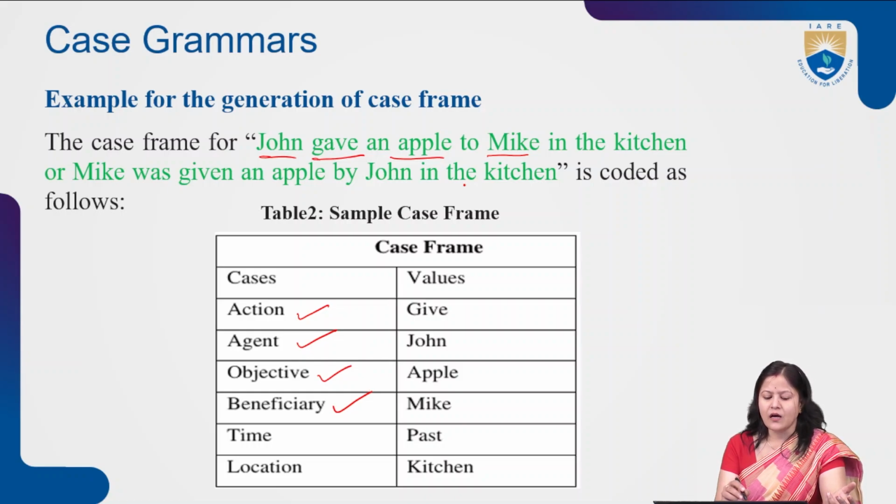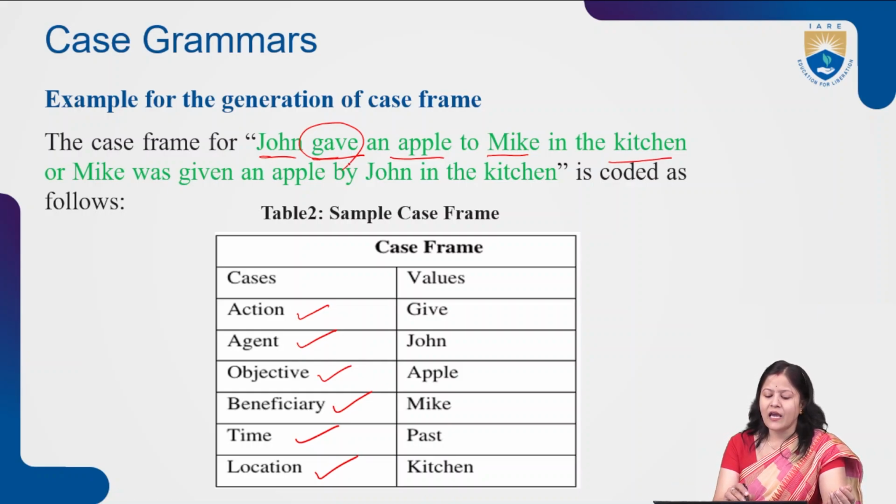Time case: John gave an apple to Mike in the kitchen. So the time is "was given". John gave an apple, so from "gave" you can understand this action was performed before. That is why the time is past tense. And the last one is location, where this action has happened, in the kitchen. So that is why location is kitchen.